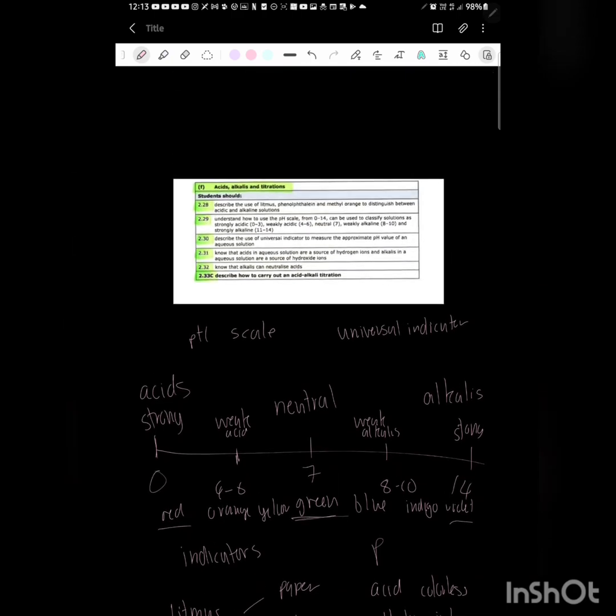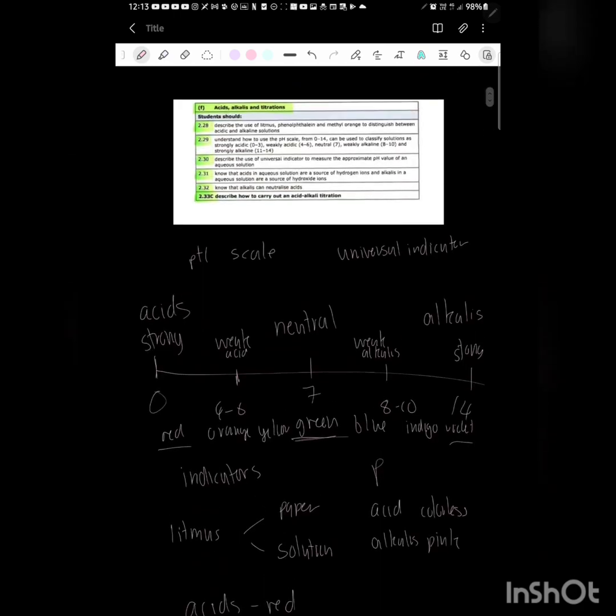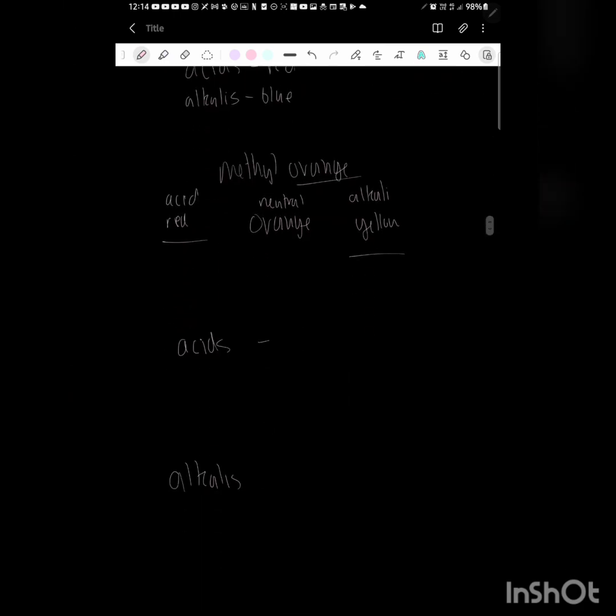So the next ones are acids in aqueous solutions are a source of hydrogen ions, and alkalis in aqueous solutions are a source of hydroxide. Wait, let me just clear some of this out. Actually, we'll go down here. Okay, so basically, one way you can learn about acids and alkalis are that acids are proton donors. Oh wait, this is the wrong thing. That's the next point. This one is acids are H+, yeah, hydrogen ions.